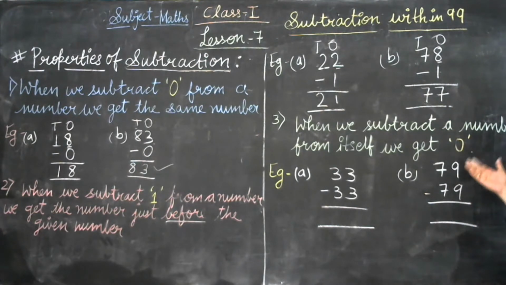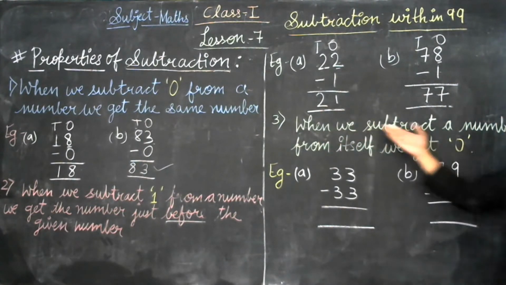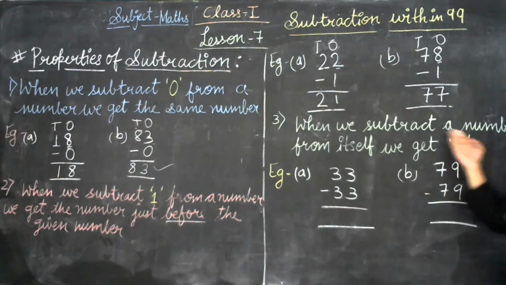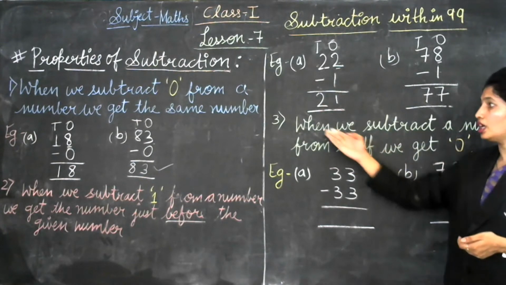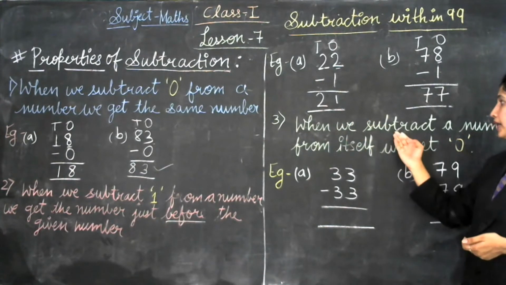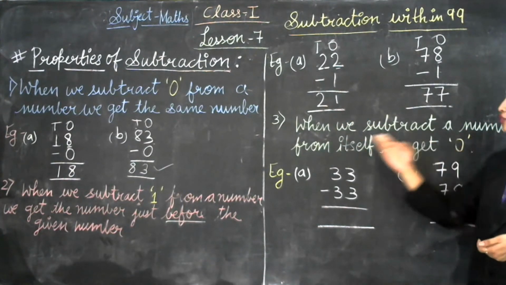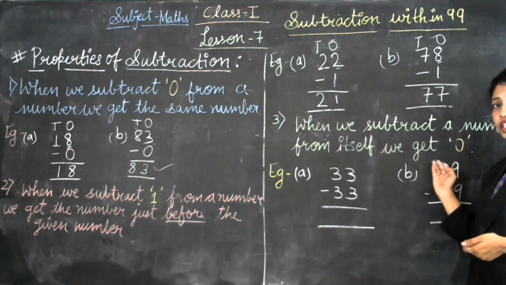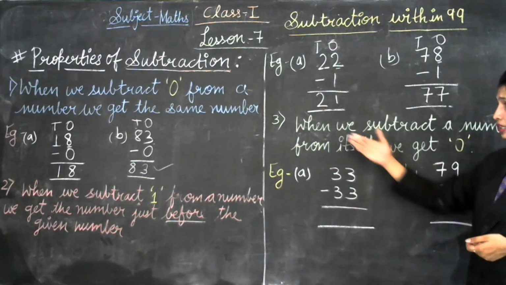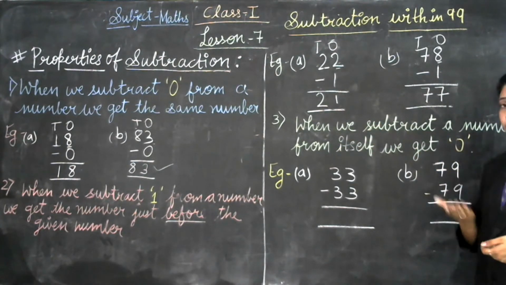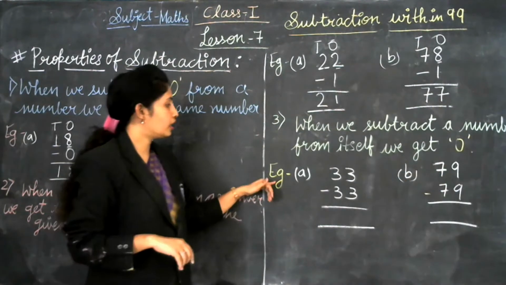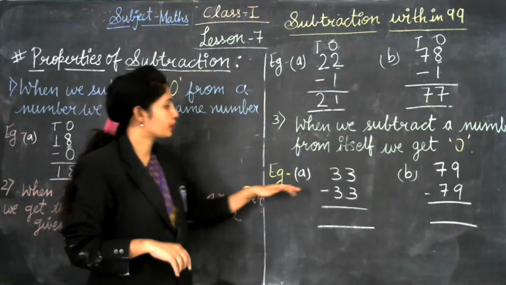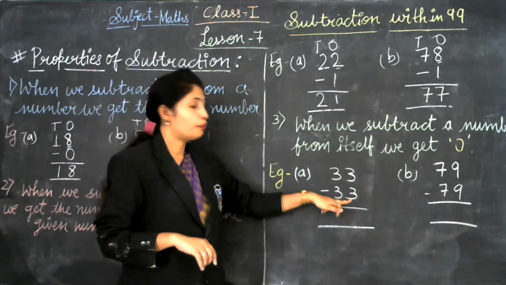Now look at the third property. When we subtract a number from itself, we get 0. Children, when we subtract any number from itself, we get 0. Look at this example, 3 minus 3.